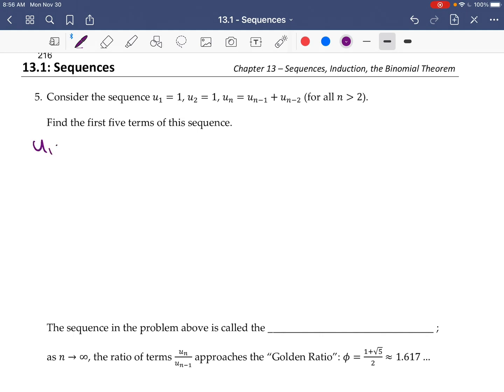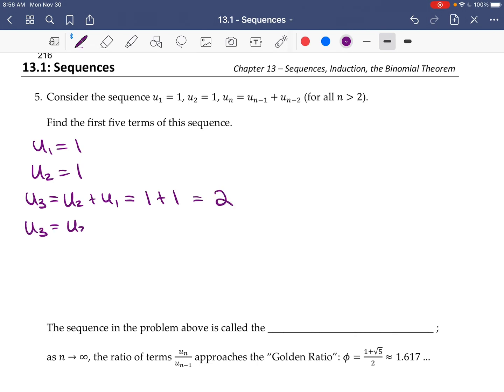So U1 is given, that's 1. U2 is also given, that's 1. And then U3 is going to be U2 plus U1. So that's going to be 1 plus 1, so that's 2.